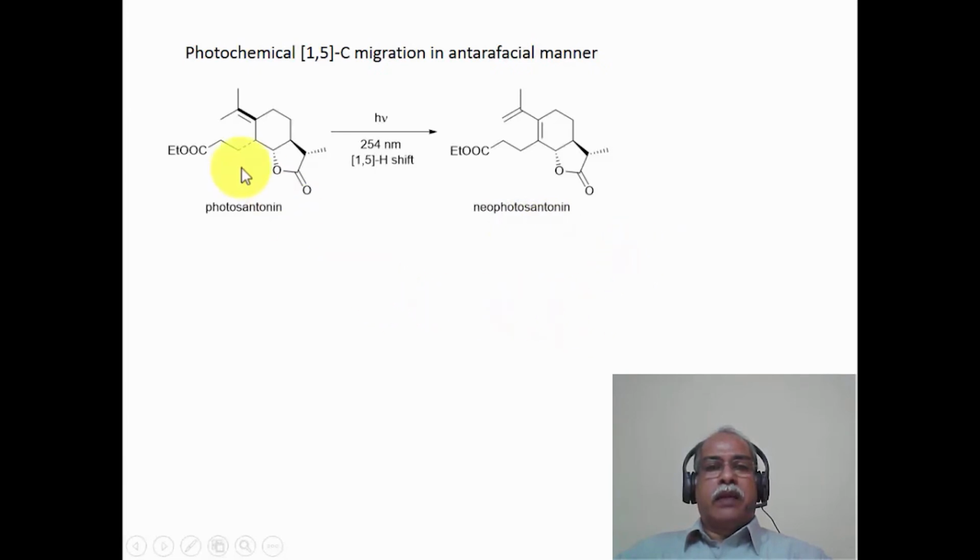One can also have an antarafacial hydrogen migration. There is a double bond missing here. I am sorry, there should be a double bond here. The hydrogen is migrating to this particular position in an antarafacial manner, resulting in the formation of this particular product, which is the migrated product. This is isomerization of photosantonin to neophotosantonin by a 1,5 hydrogen shift. Please put a double bond over here, which is missing in this particular structure.